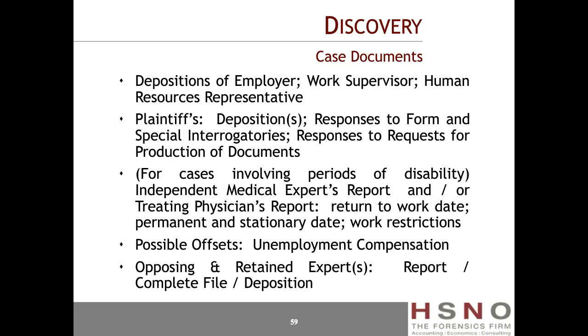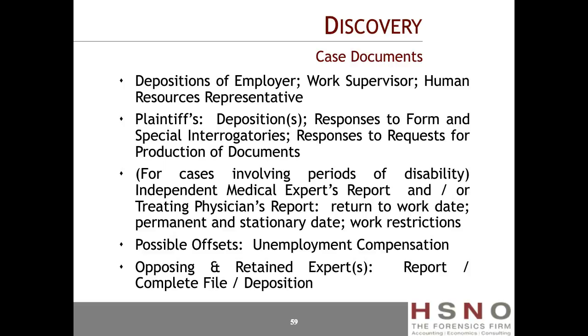Okay. Other case documents you may want to get: depositions of the employer, work supervisor, human resources representative. Sometimes those people can answer questions about what raises would have been, whether or not the person was eligible for a promotion, whether or not there was a RIF or a layoff after they were terminated, and so forth. Plaintiff's deposition, responses to form and special interrogatories, responses to requests for production of documents. For cases that involve periods of disability, you definitely want an IME's report or the treating physician's report and when they would have been able to return to work from the disabling condition, when they'd be permanent and stationary, and if there are any work restrictions that they would need to address in mitigating employment.